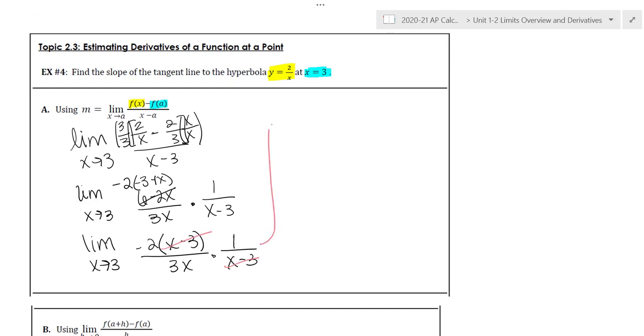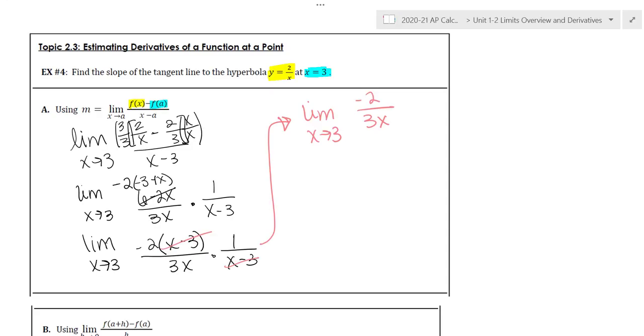At this point, we're going to rewrite this as the limit as x approaches 3 of negative 2 over 3x. And then remember that we are just substituting when possible. So at this point, I would just plug in the 3, and then I can say m, or my slope, is going to be negative 2/9. My slope is negative 2/9 at x equals 3. So with that 3 substituted, negative 2/9.